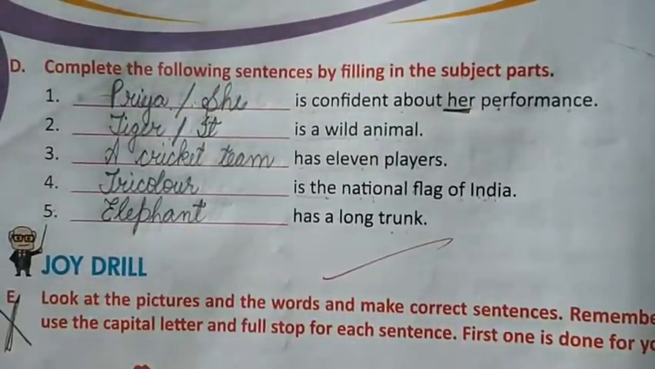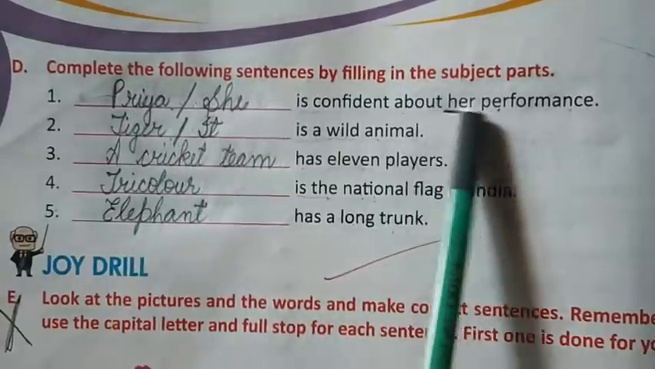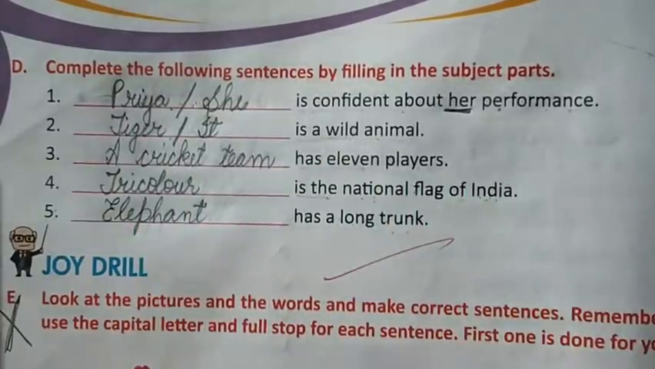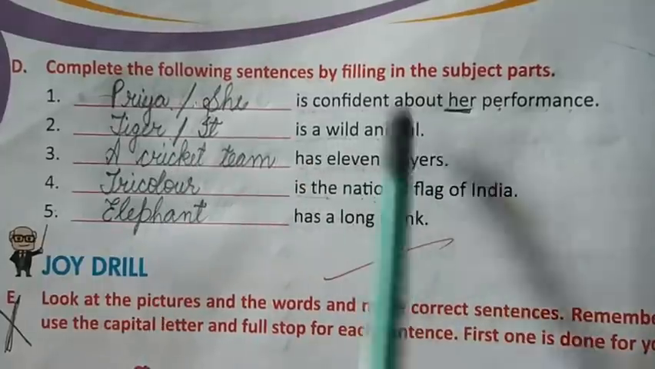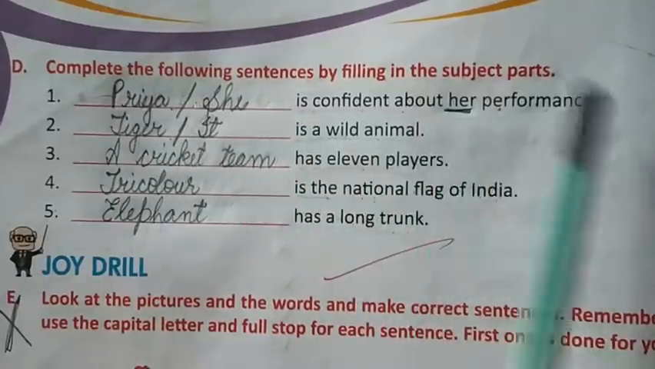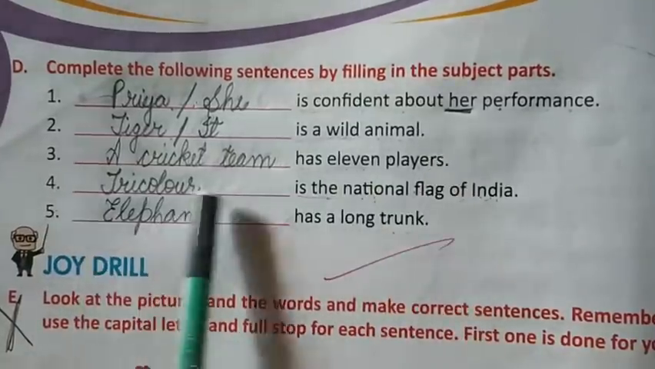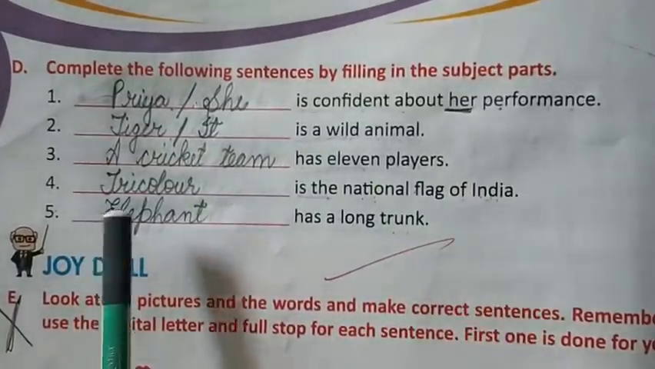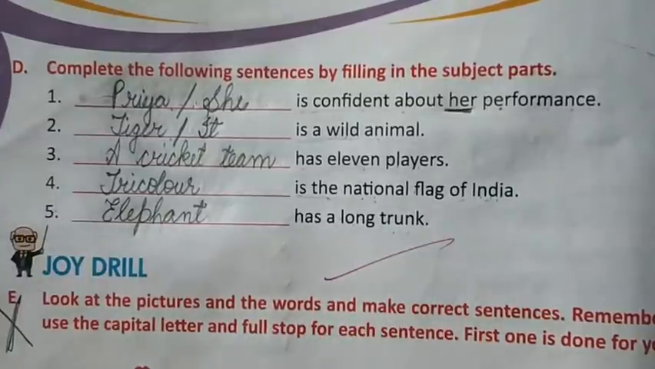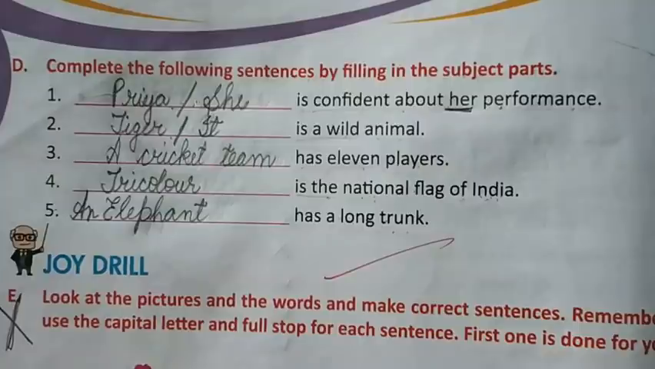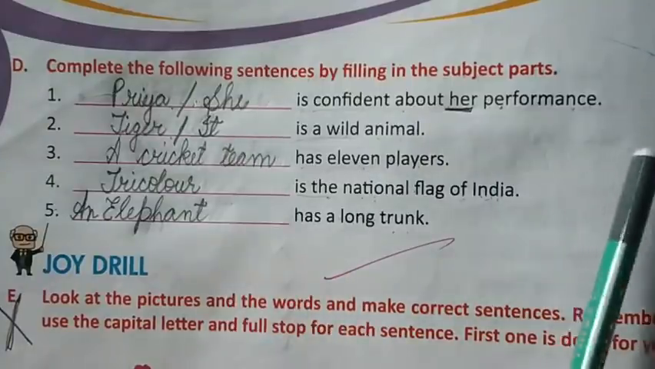Okay. So here you can use Priya. Priya is confident about her performance, or she is confident about her performance. Both are correct. Tiger is a wild animal, or it is a wild animal. Both are correct. A cricket team has 11 players. Tricolor is the national flag of India, and an elephant has a long trunk. Okay. So I hope this exercise is also clear to you all.